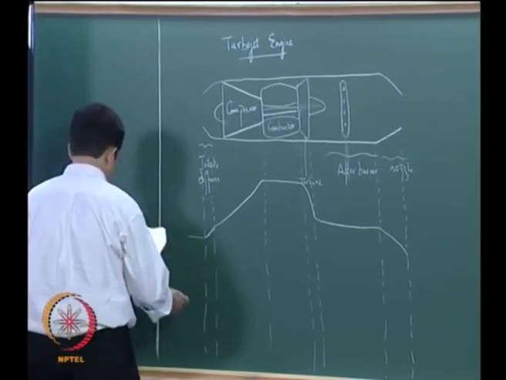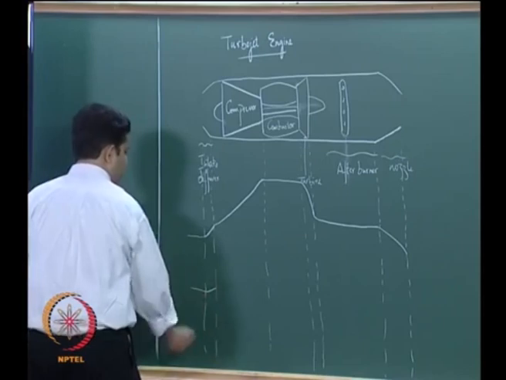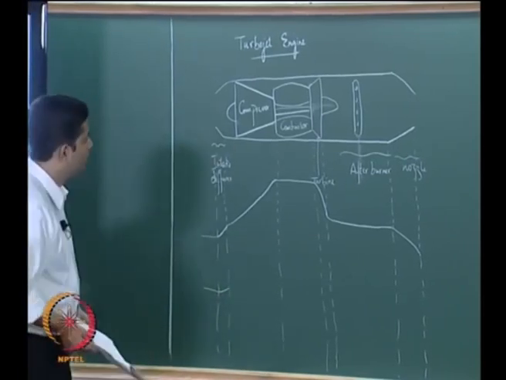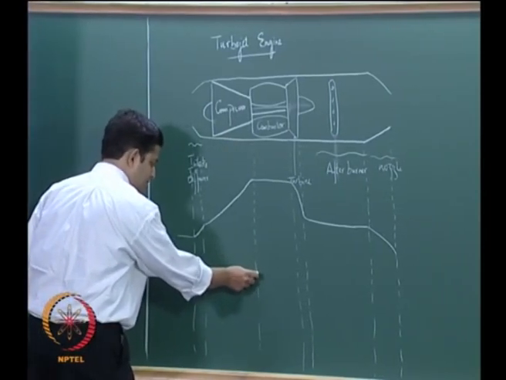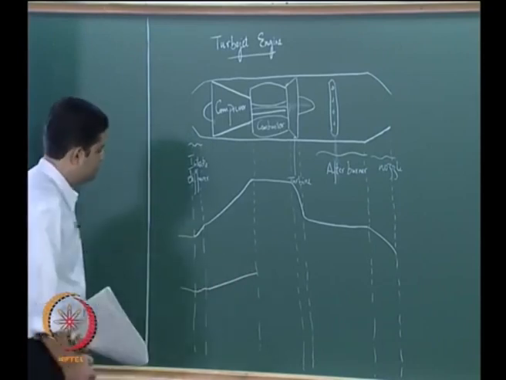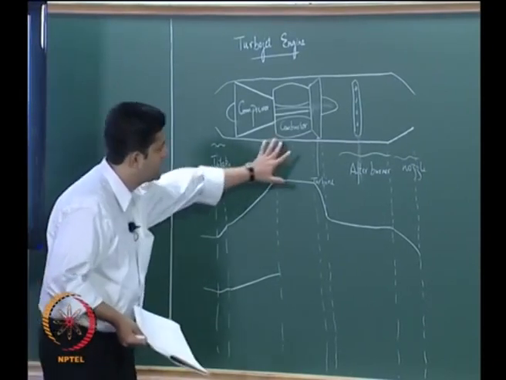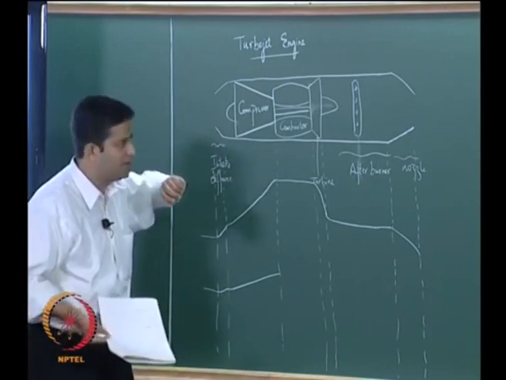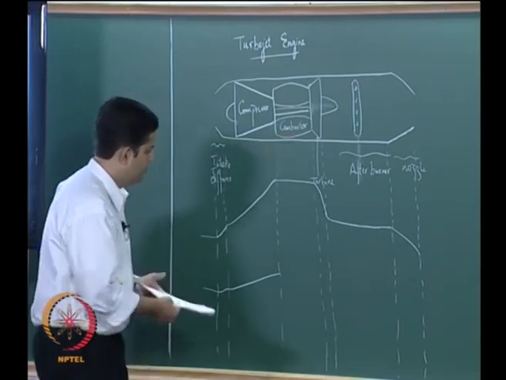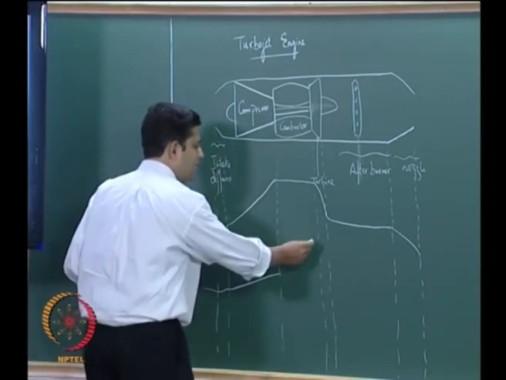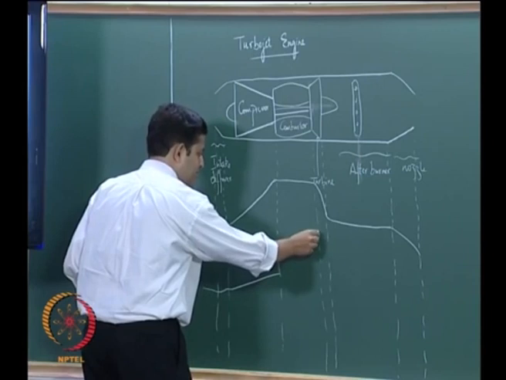Now if we look at what happens to temperature, initially in the diffuser portion, temperature slowly increases because it is undergoing compression, and in the compressor again the temperature increases. But the temperature increase is not similar to the pressure rise. Pressure rise is much, much more. And in the combustor, you are adding heat, you are burning fuel, and the fuel plus air is combusted here, and therefore chemical energy is being converted into heat. So the temperature increases tremendously here.